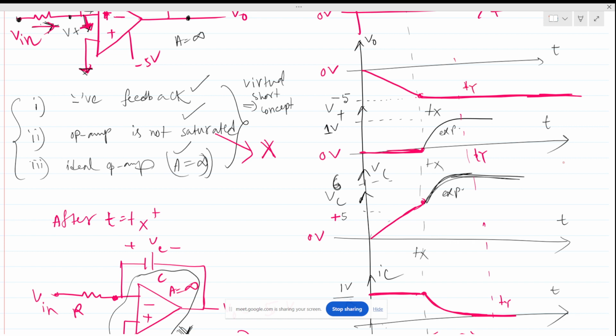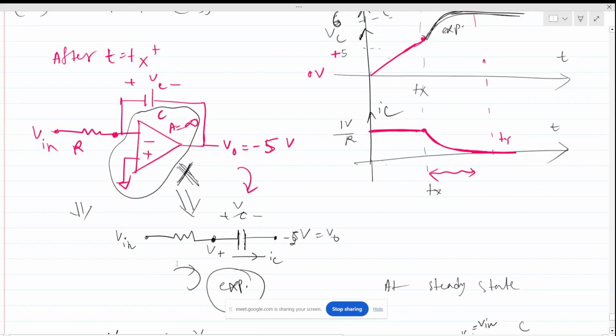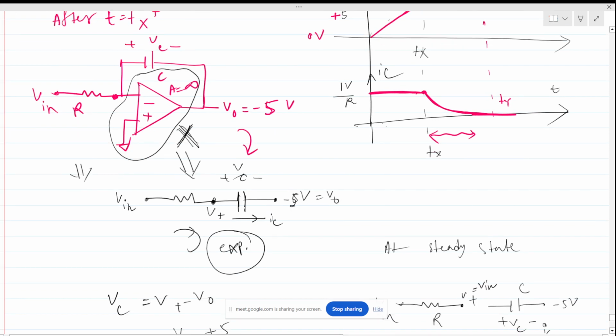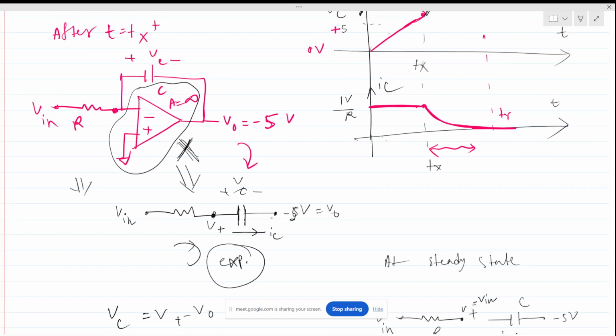So why is it not in steady state at Tx? It cannot go to steady state, na? There is 1 volt present there, and it needs time to charge up another 1 volt to the capacitor, right? Yes. Time is needed. After Tx plus, the circuit becomes looking like this, na? So it will take time to reach the voltage here.